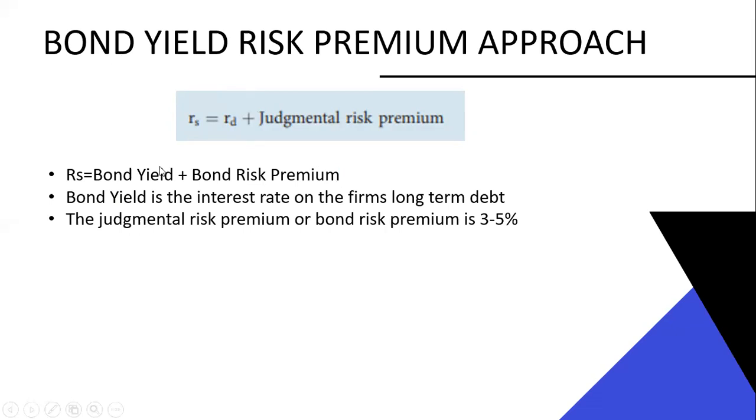And what is the bond yield? Well, the bond yield is basically the interest rate on the firm's long-term debt, and that's something to remember. Generally speaking, the bond risk premium is between 3 to 5%, and it's a judgmental risk premium. So it's not necessarily very specific, but you're taking your long-term debt interest rate and adding a certain percentage to it. And that gives you the bond yield plus risk premium approach of calculating the cost of common stock.